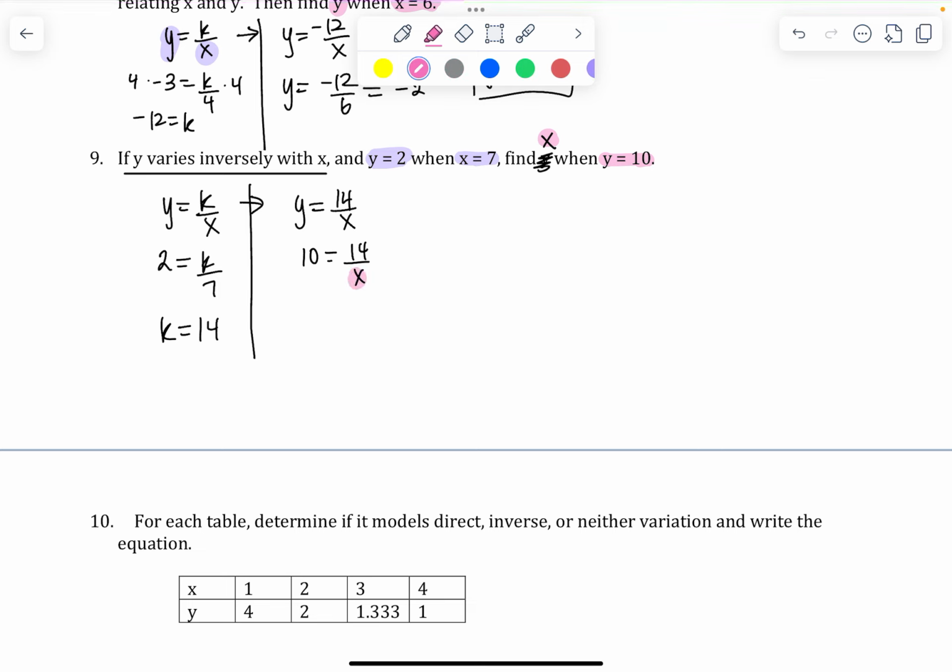Okay, so to get it out of the denominator, what we're going to do is multiply both sides by x so that it cancels on the right side, and we get 10x equals 14. And then we can divide both sides by the 10. And so 14 over 10 simplifies to 7 over 5. And that would be our final answer.